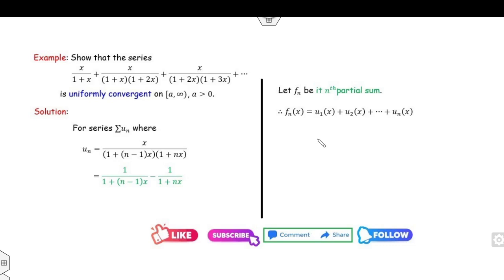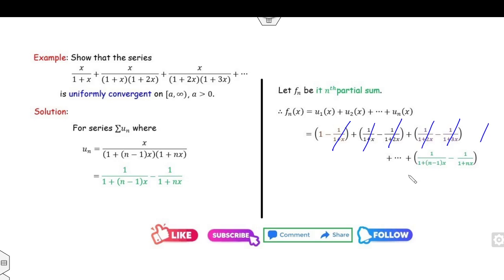Then we can define the step number 1, nth term. I can substitute the value of the u1. I can substitute n is equal to 1. It is 1 minus 1 plus x. N is equal to 2: 1 plus x minus 1 plus 2x, and so on. Now clearly, the second term will be cancelled with the first term. This value will be cancelled out. Third term will be cancelled out. And the only terms left behind are the first term and the last term. If you take the LCM, it is nx over 1 plus nx.